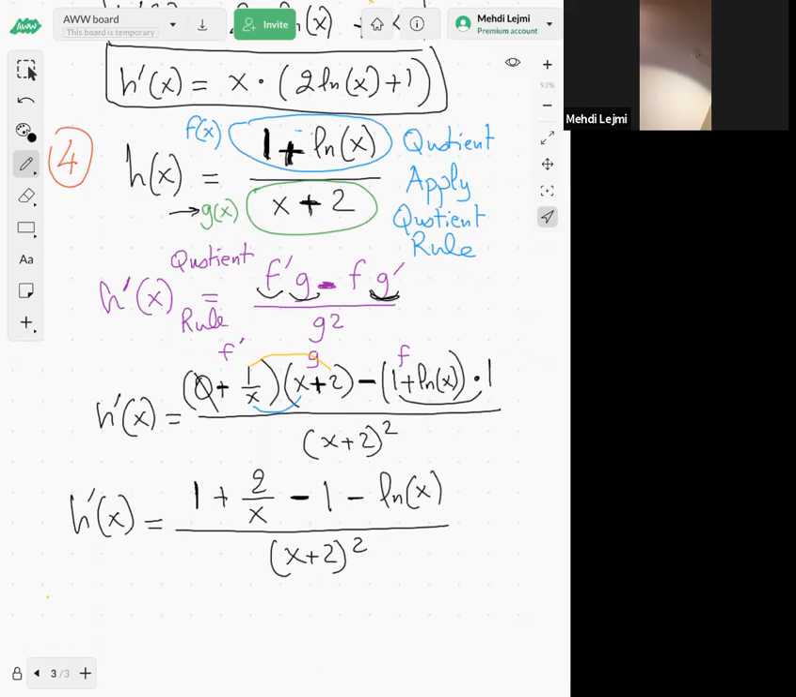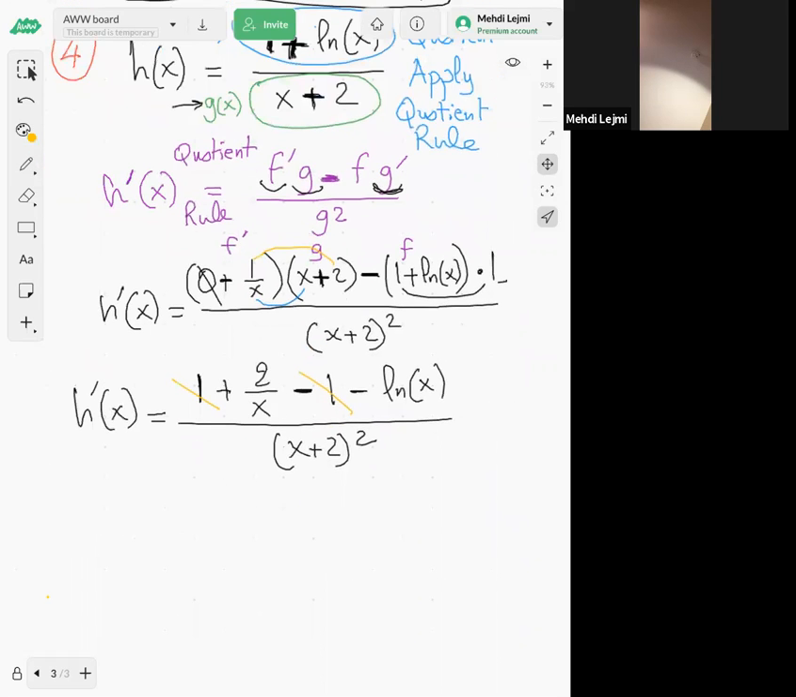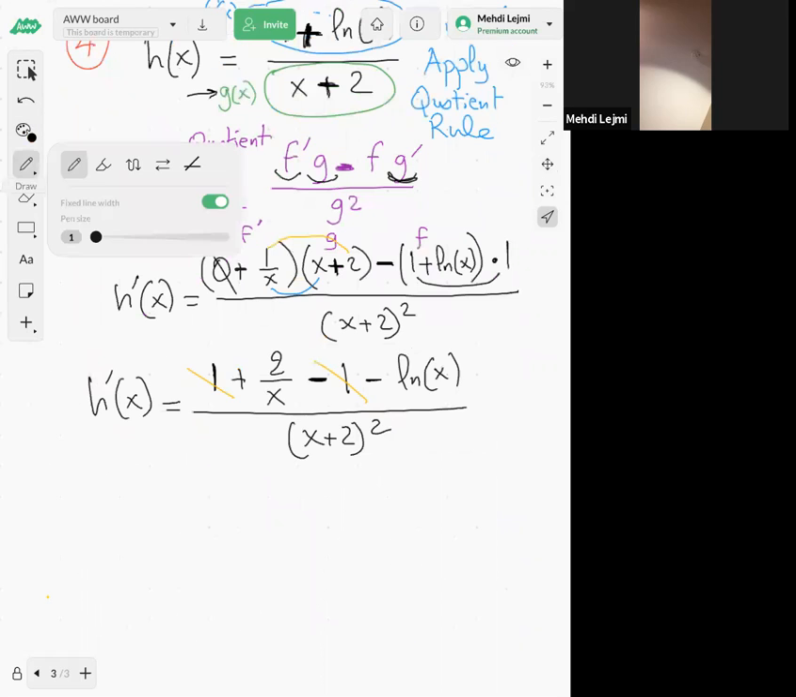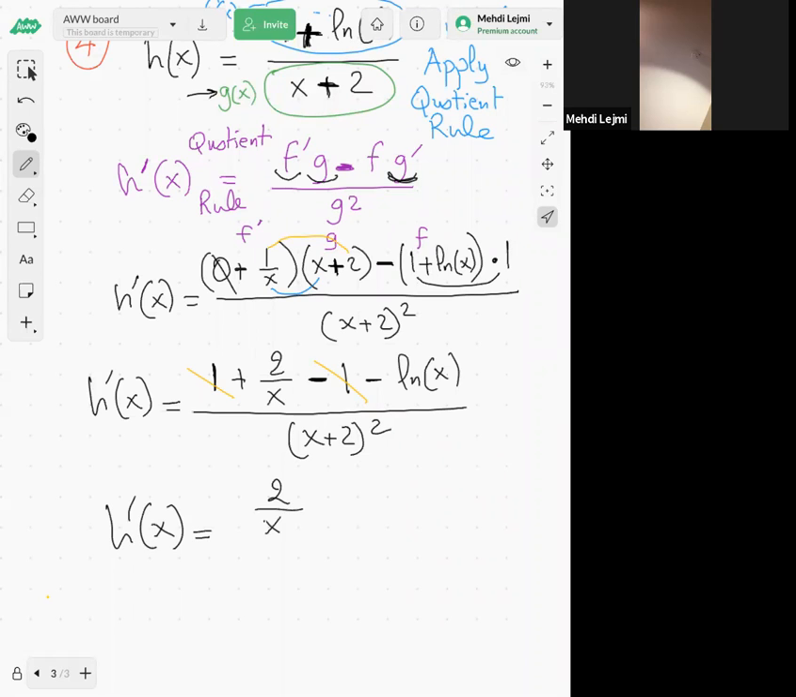Now you can see, guys, the 1 minus 1 cancel out. So then the answer, h prime of x, would be 2 over x minus natural log of x over the x plus 2 squared. Right, so that would be a fine answer.